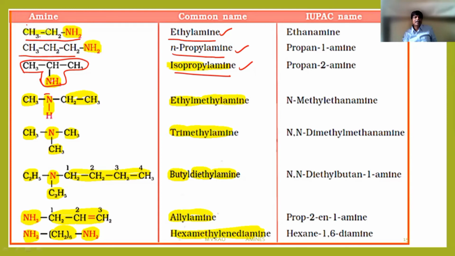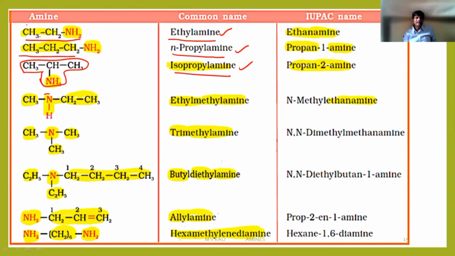So you will see the IUPAC names next. The number of carbons is 2, so ethanamine. The number of carbons is 3, so propanamine. Amine is at the first carbon. With 3 carbons, propane-2-amine. This is a chain with 2 carbons, so ethanamine.